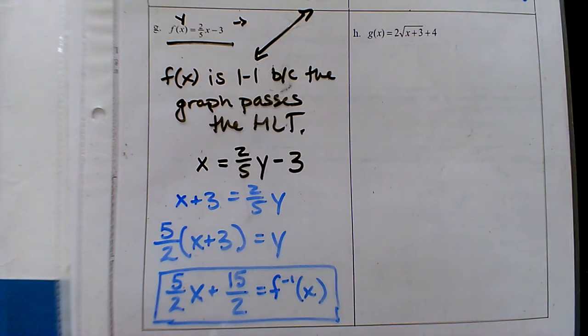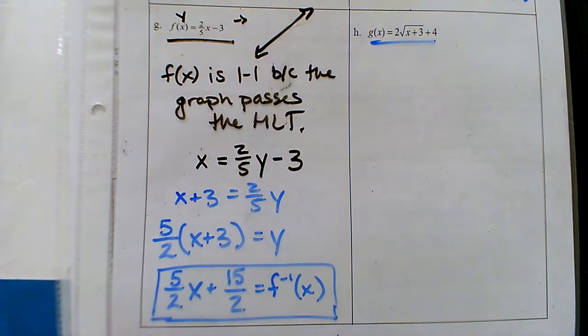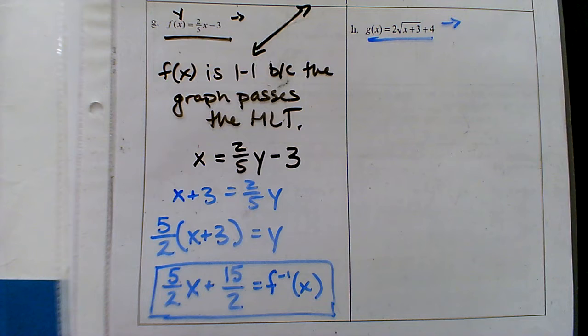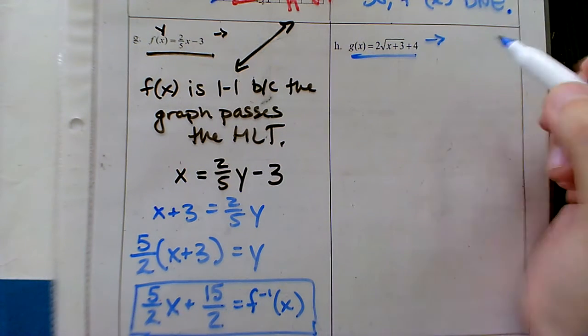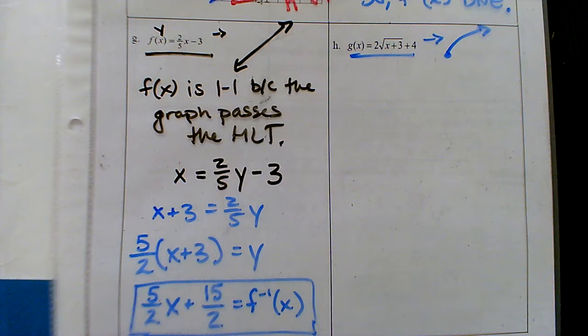All right, let's try the next one. Can you tell me what type of function g is? g of x, can you give me the name? Good, Kyle? Square root. So what does a square root graph look like? Half of a parabola on its side. All right, so something like that.